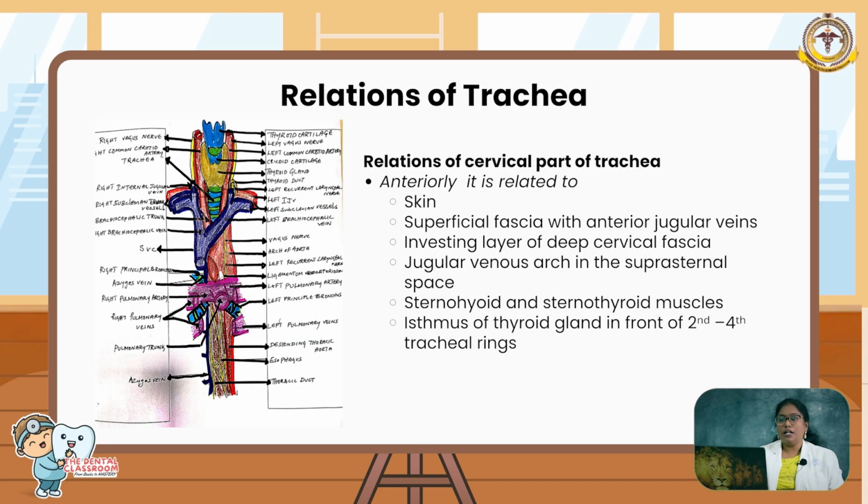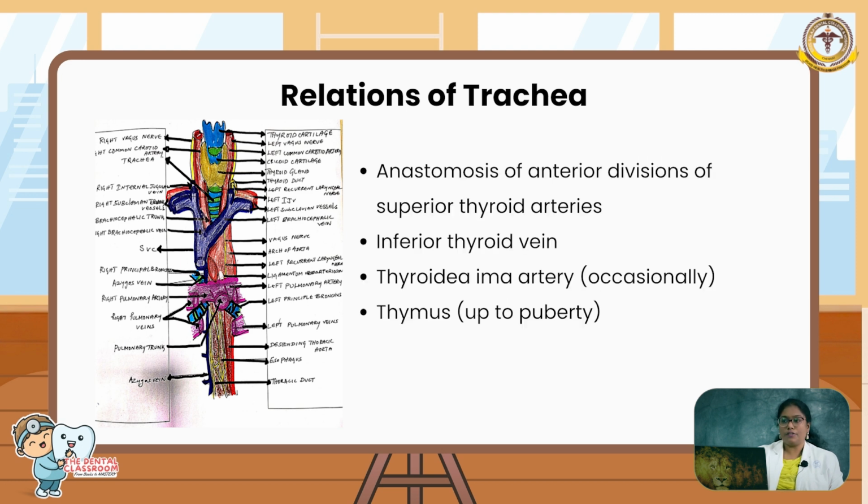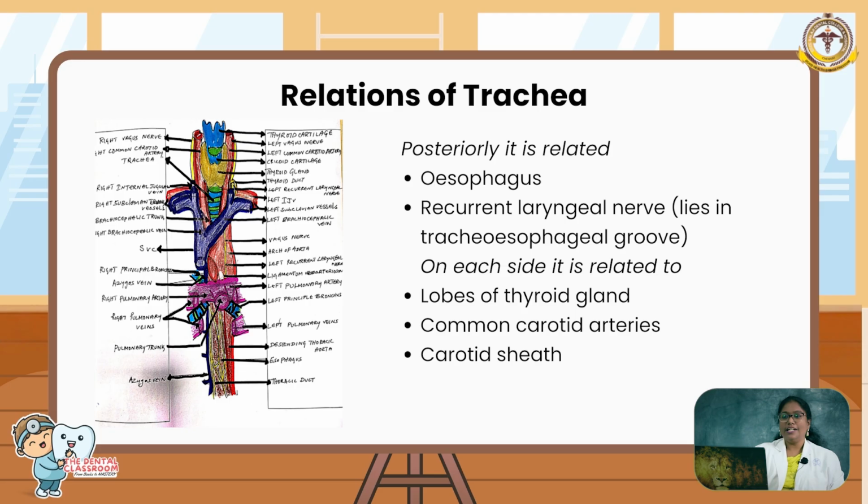The relations of the trachea in the cervical part: anteriorly it is related to skin, superficial fascia with anterior jugular vein, investing layer of deep cervical fascia, jugular venous arch in the suprasternal space, sternohyoid and sternothyroid muscles, isthmus of the thyroid gland in front of the second to fourth tracheal rings, anastomosis of the anterior division of the superior thyroid artery, inferior thyroid vein, thyroidea ima artery and thymus. Posteriorly, it is related to the esophagus and recurrent laryngeal nerve. On each side, it is related to the lobes of the thyroid gland, common carotid arteries and carotid sheath.